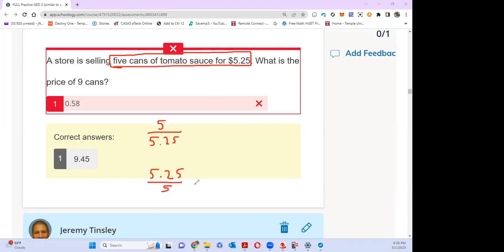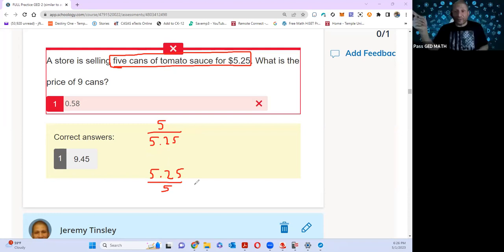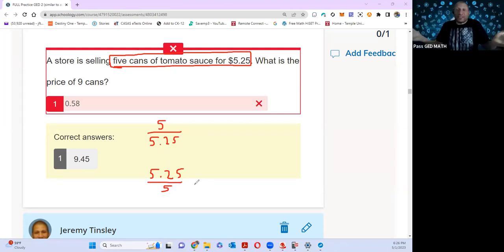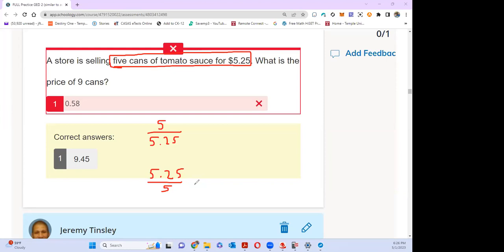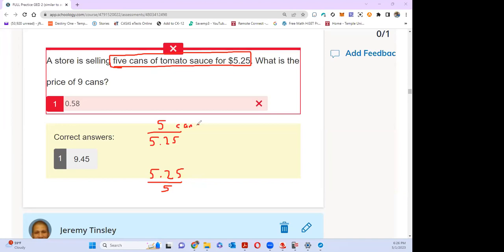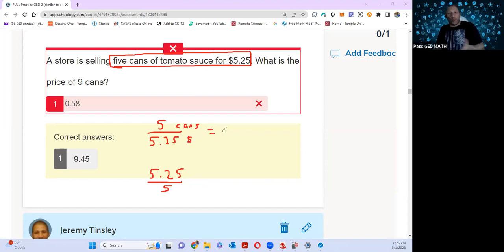Who said 525 over 5? Me. You're right. Who said 5 over 525? Not me. I thought Nina, you said that. Well, guess what? Whoever said it, you're both right. It does not matter how you put your ratio that's given. All you have to know is that these are cans and this is the money. So on the other side of the equal, when you set up your proportion, you must have cans to cans and money to money.